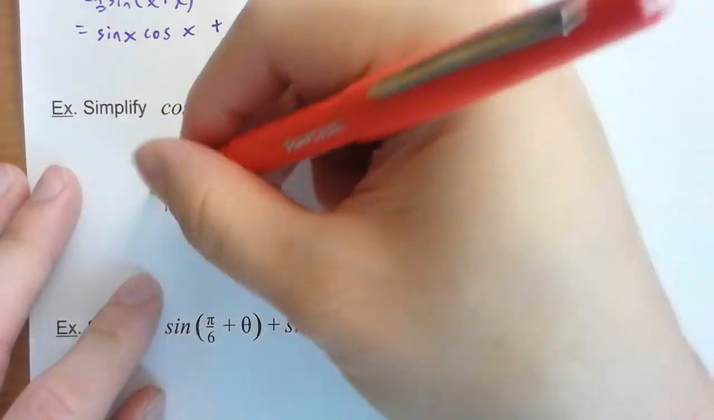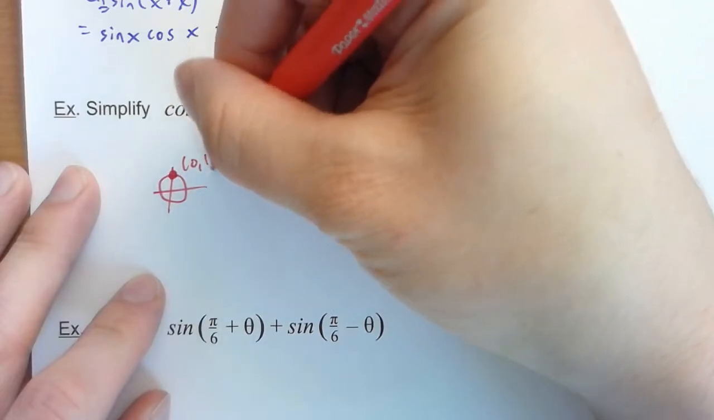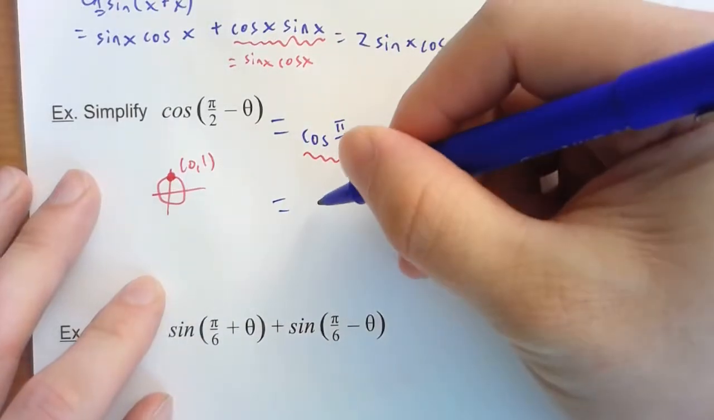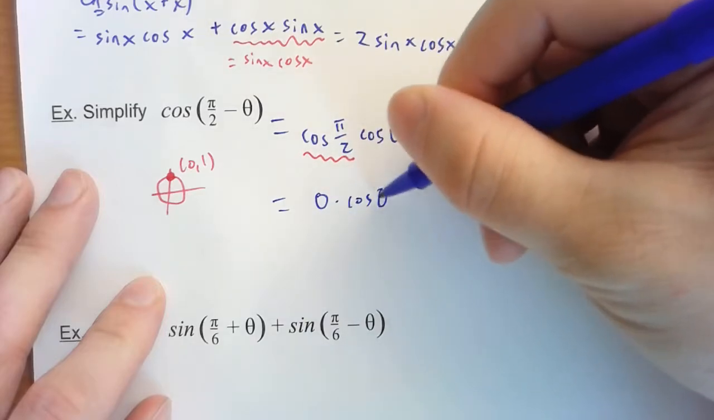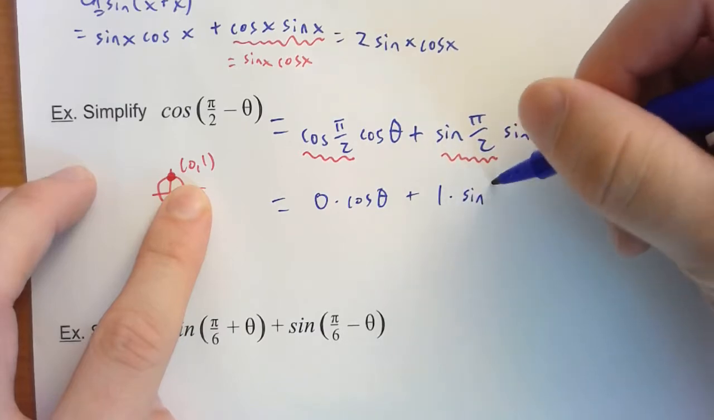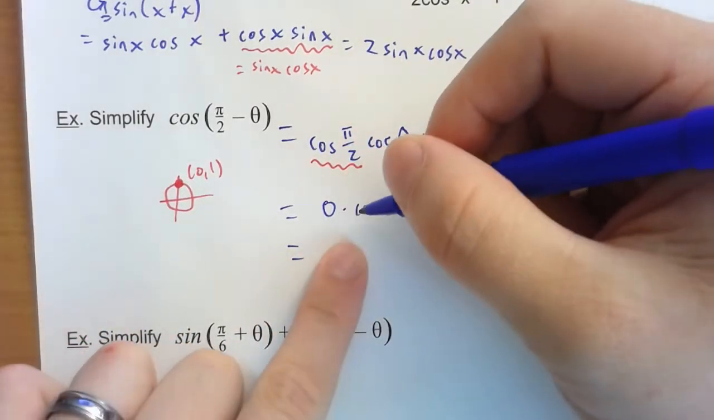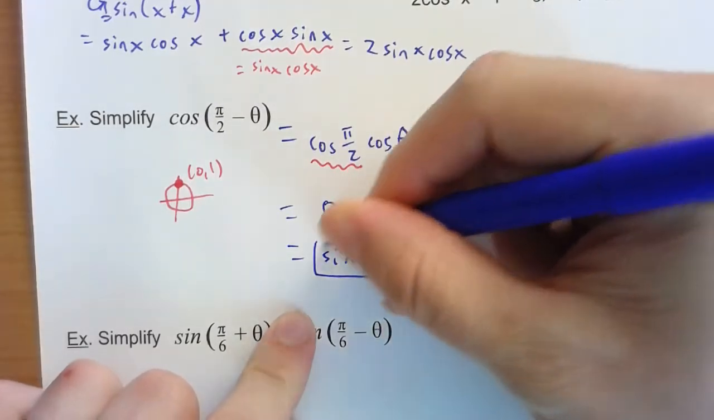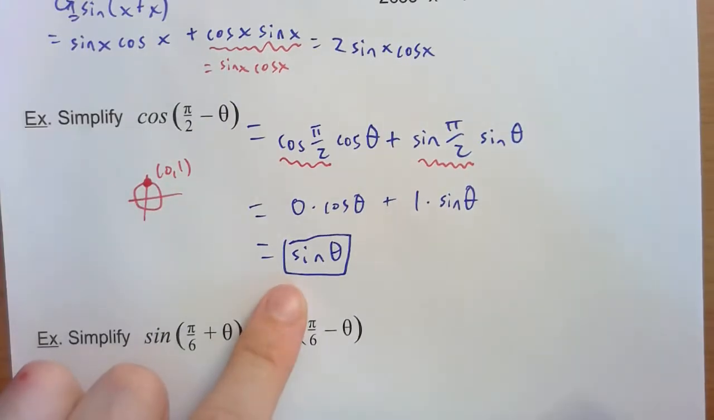Those are numbers. So pi over 2, of course, is straight up on the unit circle. So the xy coordinates would be 0, 1. And so that means cosine of pi over 2 would be 0. So I'm going to have 0 times cosine of theta. And then sine of pi over 2 would be the y coordinate, so I'm going to have 1 times sine of theta. And so then that's just 0, and 1 times something doesn't do anything. This is just sine of theta. Simplifies down very nicely. So that's our answer right there.